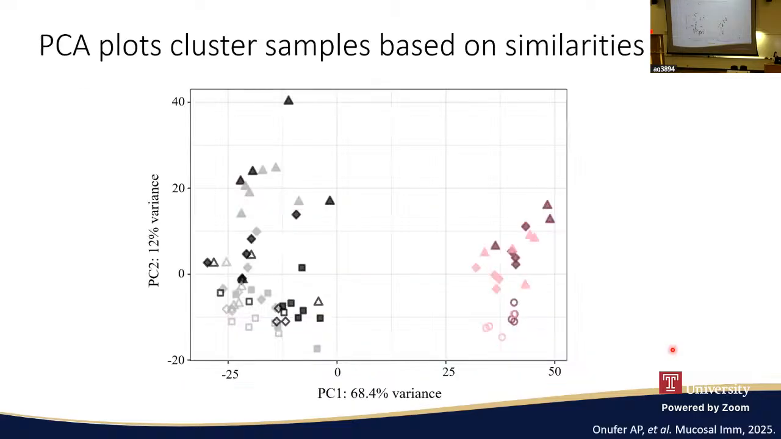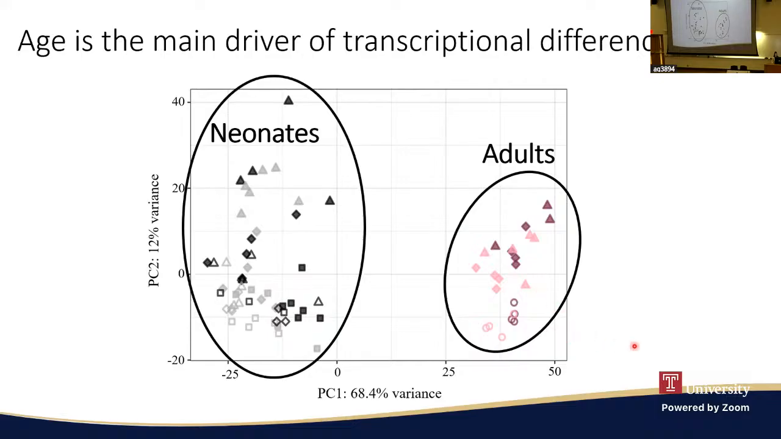So the first thing we performed was principal component analysis, and this would cluster samples based off of transcriptional similarities. But what you can notice is across the x-axis, with a large 68.4% variance, are two groups. And when we look at our data, the group on the left are neonates and the group on the right are adults. And this just underscores the importance of using an age-appropriate model, because you could not use these adult samples to recapitulate the gene expression in these neonatal samples.